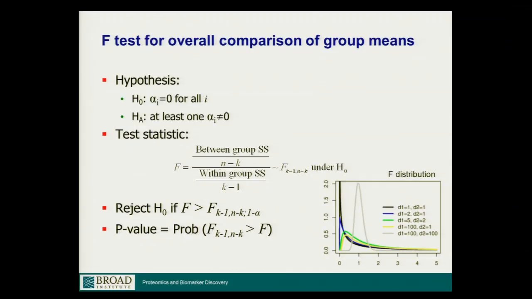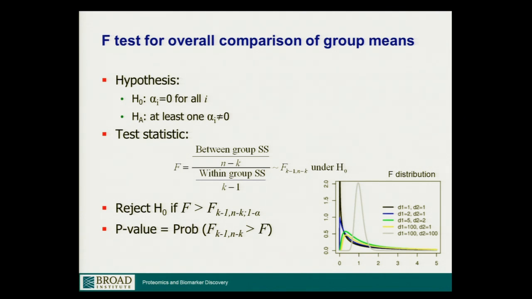So many times what people do is, after doing this, if they want to know which one exactly is different, you can go and do a list of paired t-tests. So if you have 3, you can do 3 pairs of t-tests and see which one is different. You had a question?